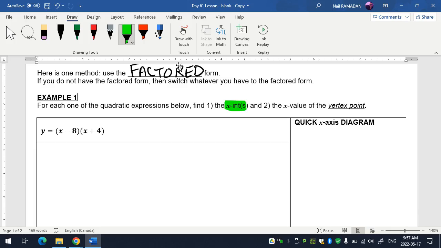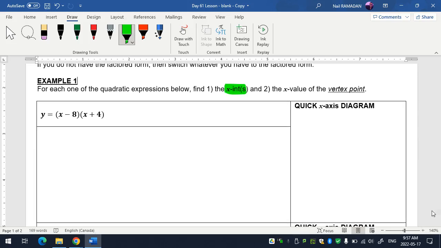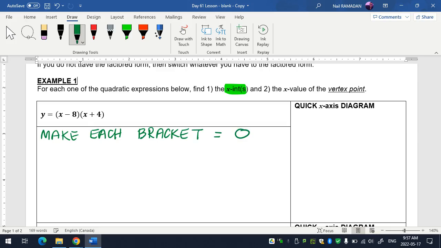Here is how easy it is to find it when you have it in factored form. Can someone tell me how many sets of brackets you see? 2. Perfect. You take each one, and I want you to write: make each bracket equal 0. Make each bracket equal 0.